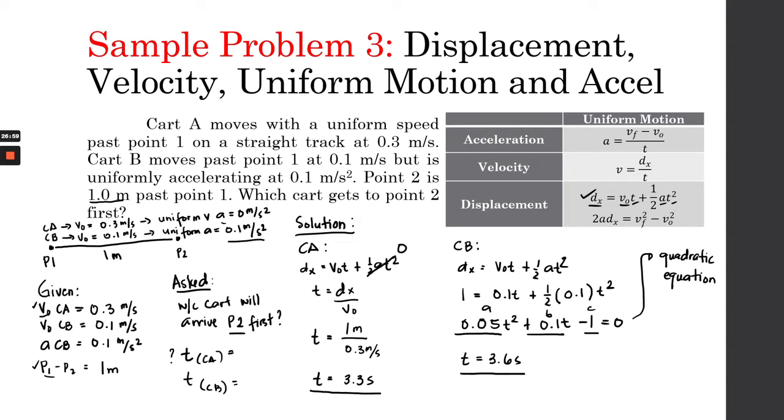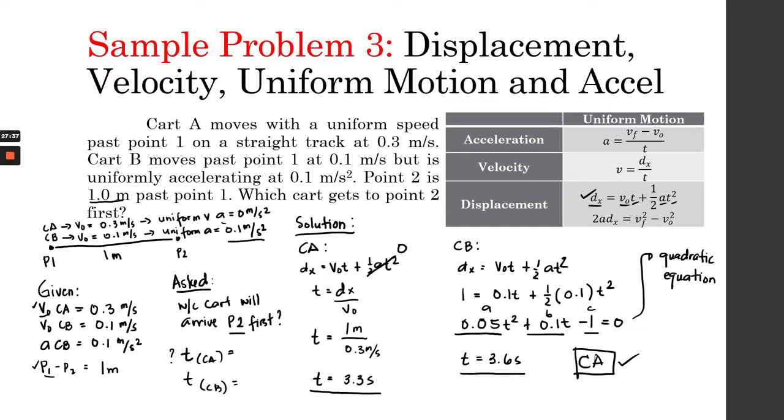So the shorter time is cart A, which is 3.3 seconds. So the answer would be cart A. That's how you would solve this problem. Cart A took only 3.3 seconds, shorter than cart B, which is 3.6 seconds. Therefore, which cart will get to point 2 first? It would be cart A. This would be your answer. Okay, I hope that is clear. If you guys have any questions about sample problem 3, again, do not hesitate to message me.